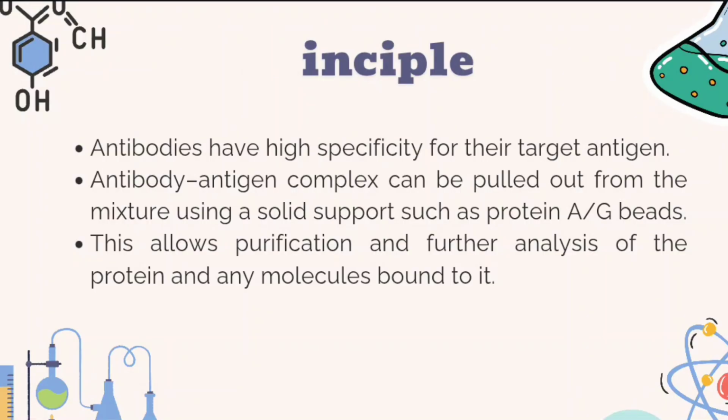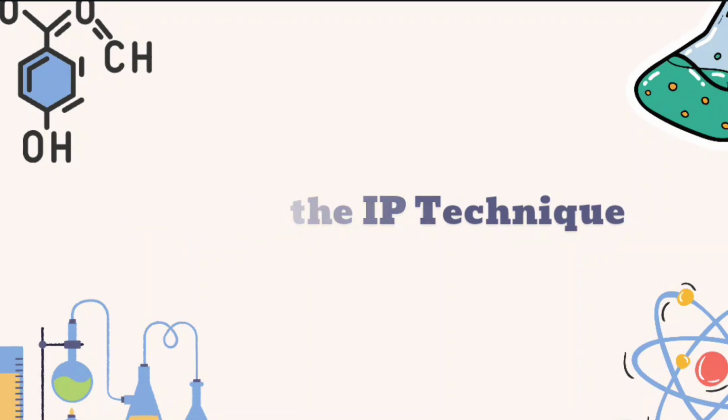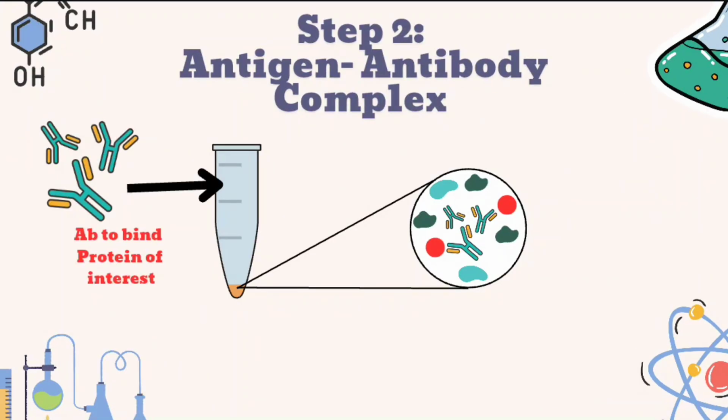So let's start with the steps included in the IP technique. The first one is cell lysis, where cells or tissues are lysed to release the proteins, where we can find the target of interest. Here the red circle is the protein of interest. Then the second step is the antigen-antibody complex. A specific antibody is added to the sample to bind the target protein.